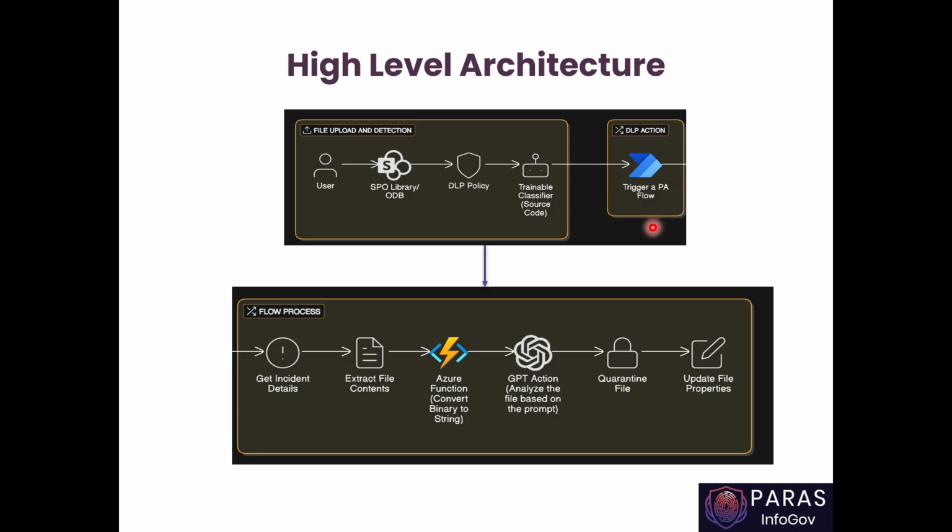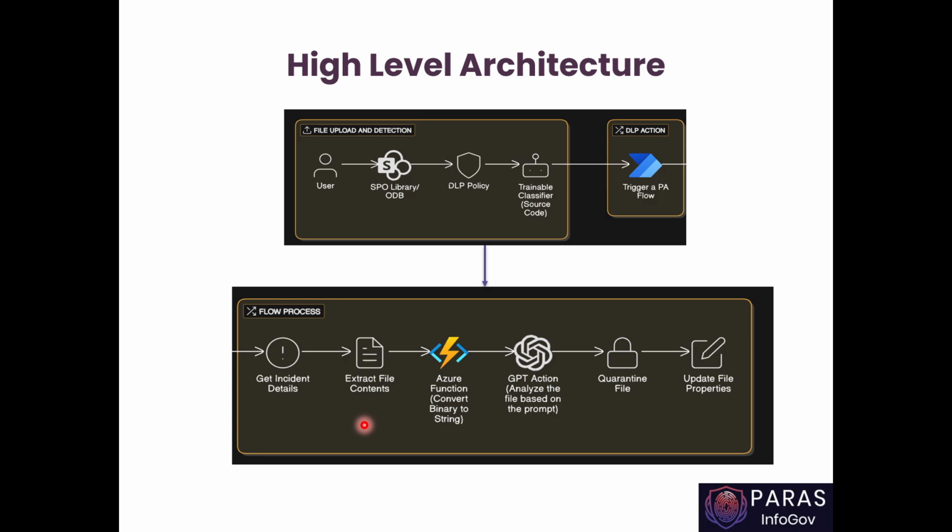Now that flow grabs the file's metadata, reads the binary content of the file, and then sends it to an Azure function to convert it into some readable text, and then calls GPT. Now, the content that we extract from the file using the action that we use in Power Automate gives us the content in base 64 format, which is the binary format, and then I've written a specific Azure function that will convert that into a human readable string, and that string can then be passed on to GPT for analysis.